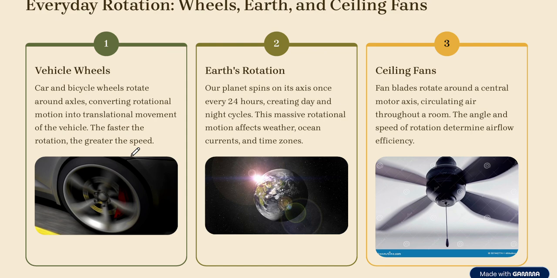When the earth rotates, it is also a circular motion. Even when we talk about earth, there is one more example, that is the moon. Moon is also rotating. Moon is rotating around? Yes. Earth. Ceiling fan, that is also rotating all the time. All types of fans, not only ceiling fan, table fan also.